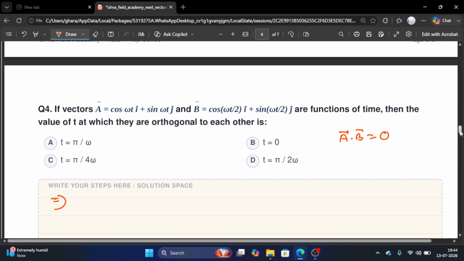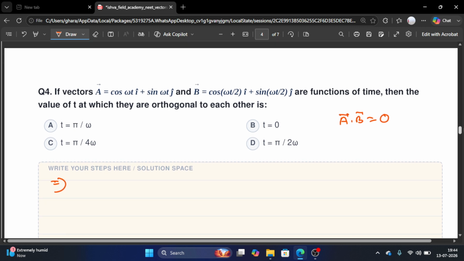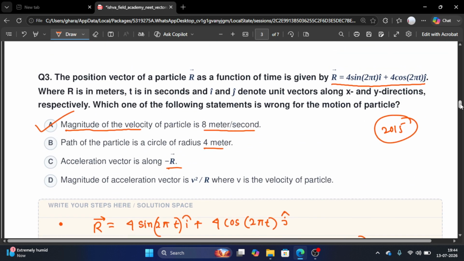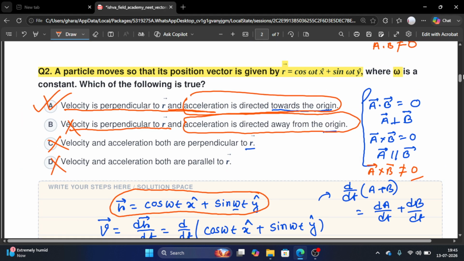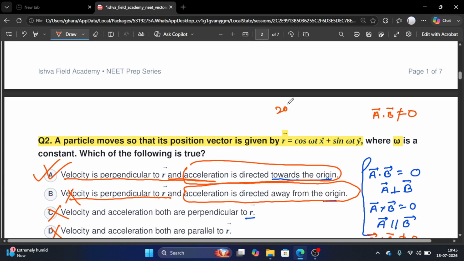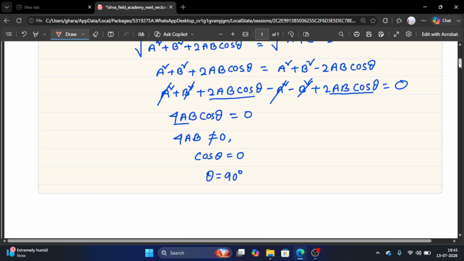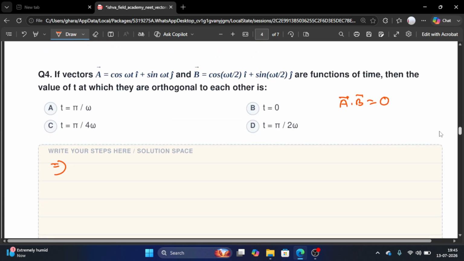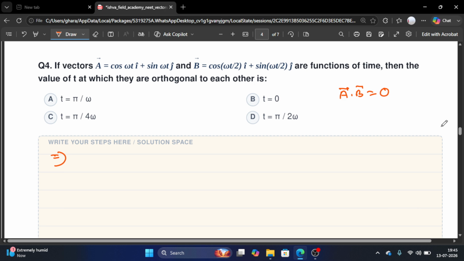This question also comes from 2015. This comes in NEET 2015, and this question comes in your exam, I think 2016. This one also comes 2016, and this one comes 2015, I think it will also be 2015.